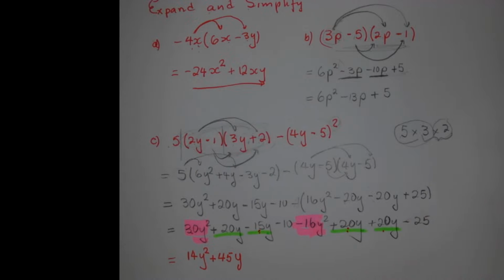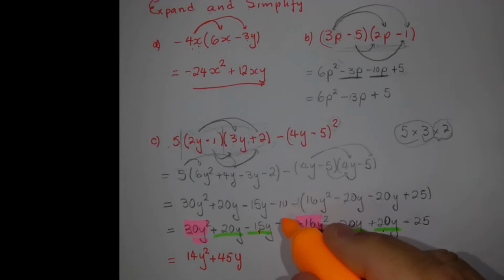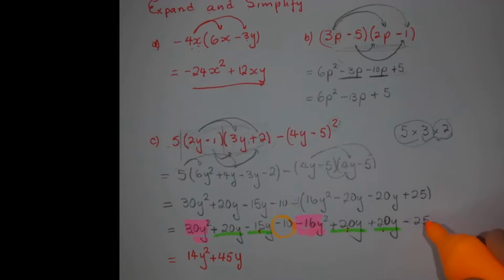What else do I have apart from that? Well, I also have a minus 10 over here, and I've got a minus 25 over here. So I do have another two constant or independent terms that I need to add, and minus 10 minus 25 is equal to minus 35.